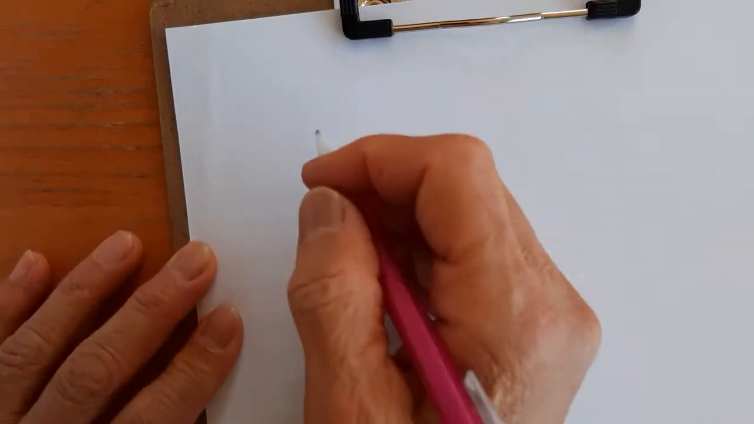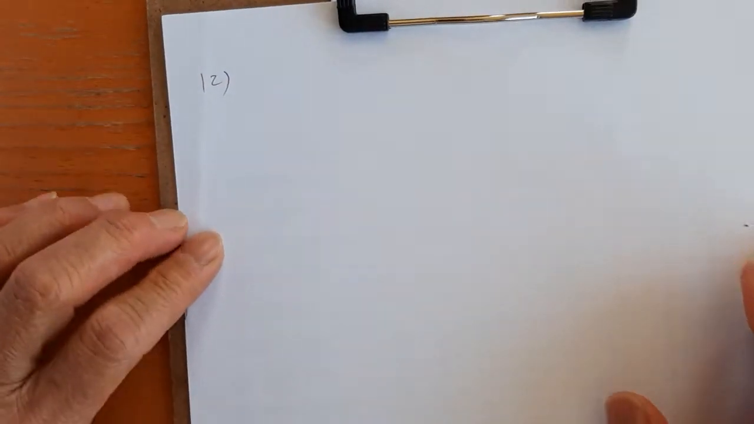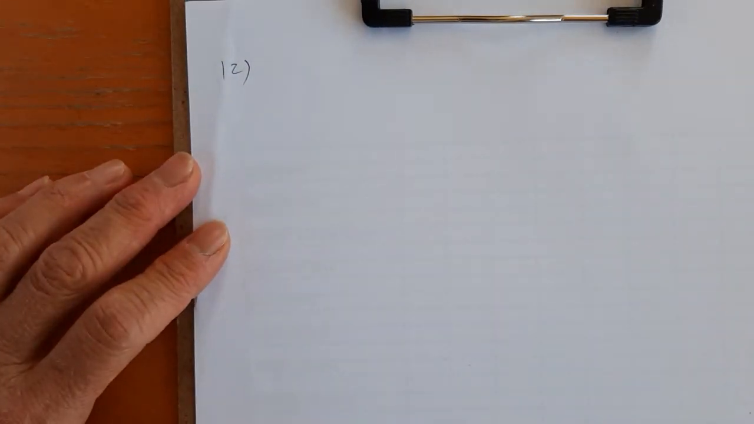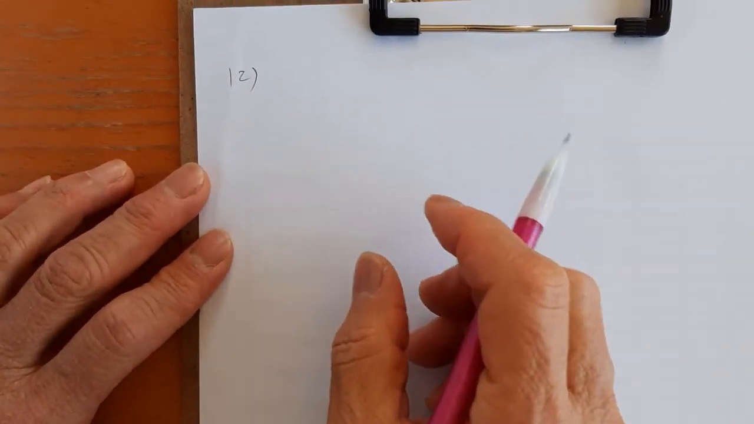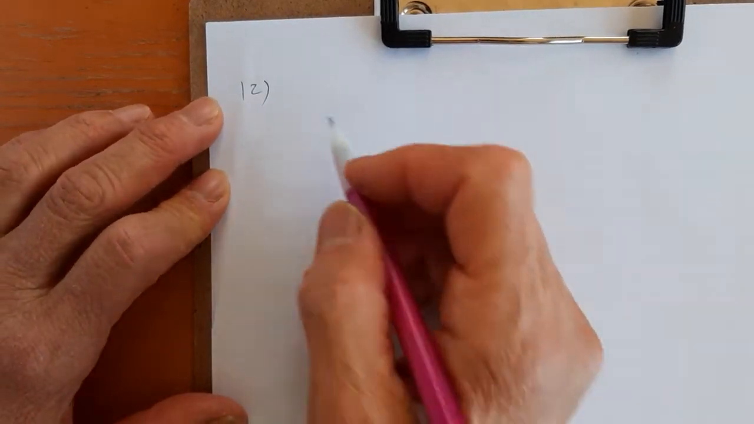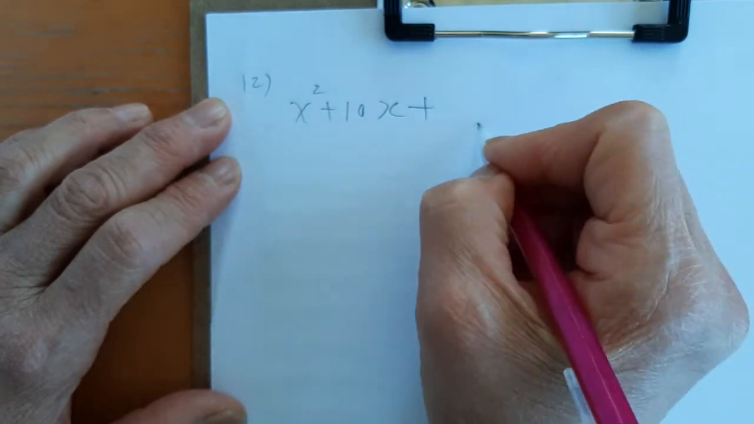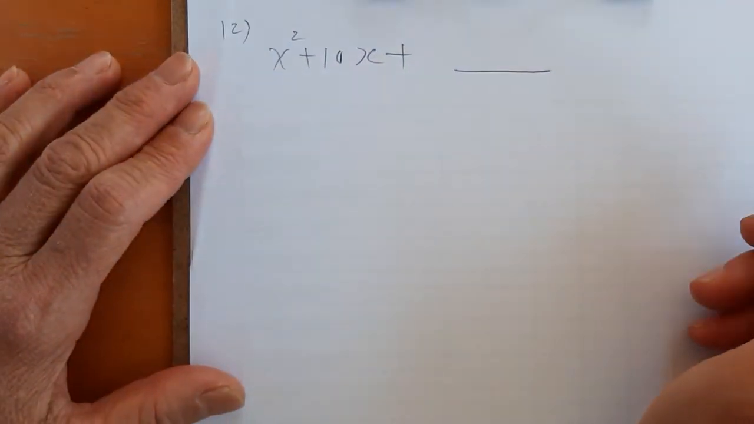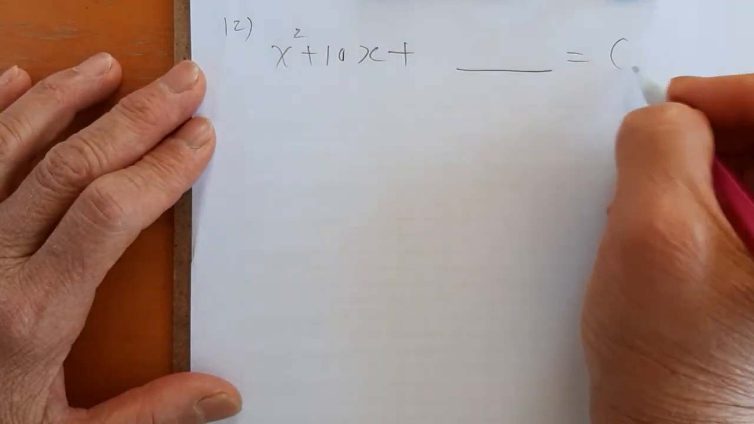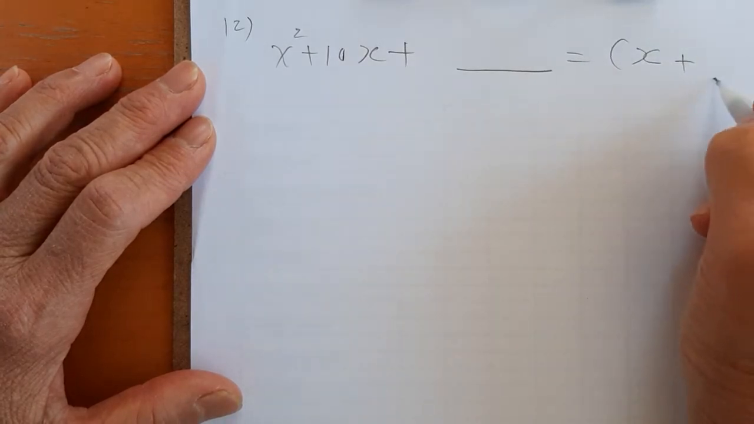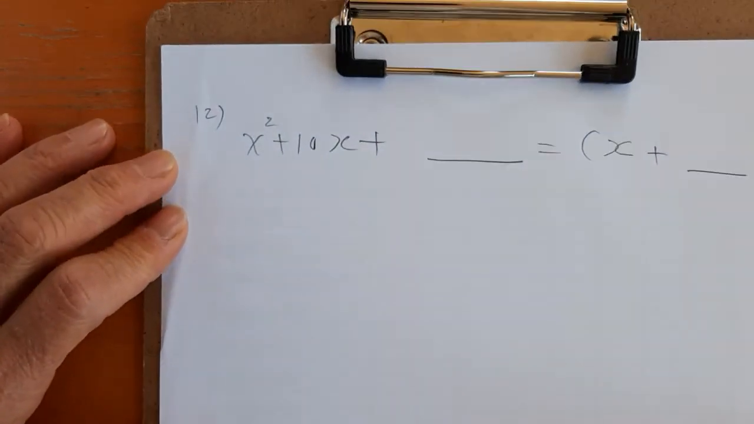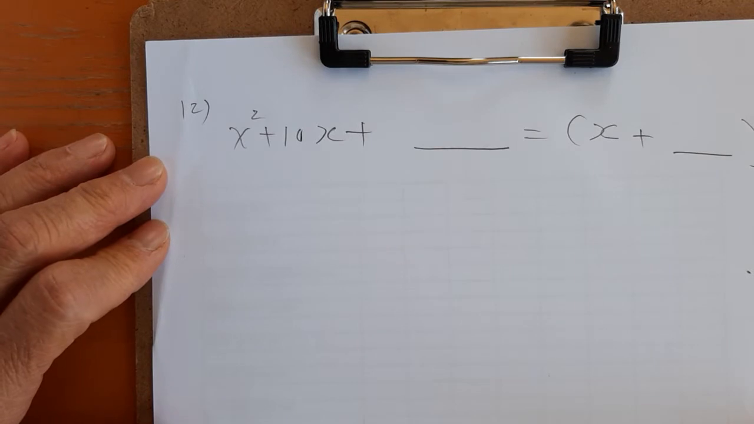Question 12. Replace the blanks with a constant to form a true equation. It's x squared plus 10x plus what? And get a completed square. X add what? Perfect square, completing the square.